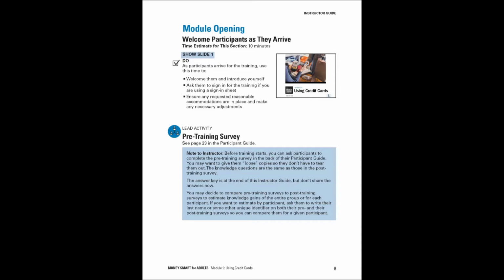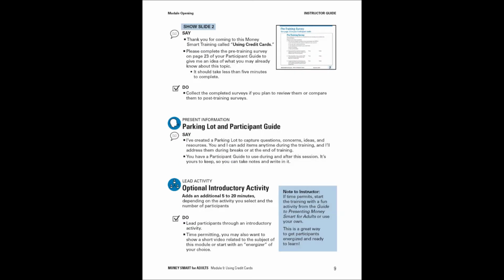As in every module for the Money Smart for Adults training, you're going to complete a few tasks, such as welcoming participants as they arrive, introduce yourself, ask them to sign in, ensure any requested reasonable accommodations are in place, and make any necessary adjustments. And once you're ready to begin the training, ask participants to complete the pre-training survey, and you'll also be showing slide number 2. Now, parking lot and participant guide.